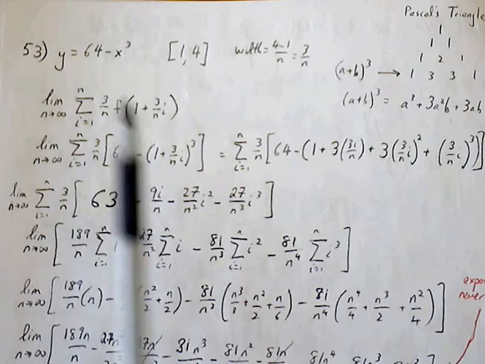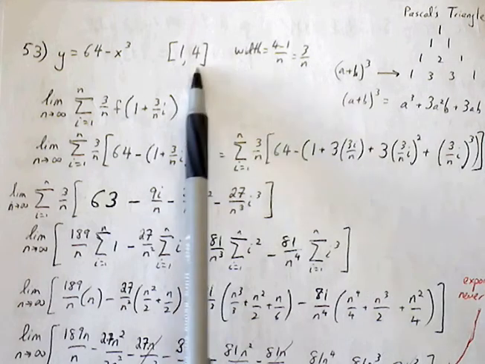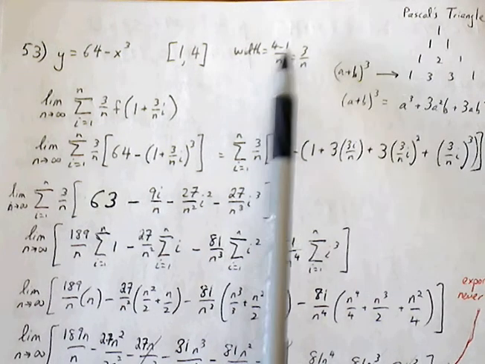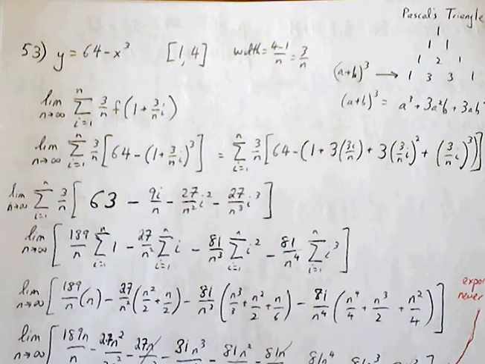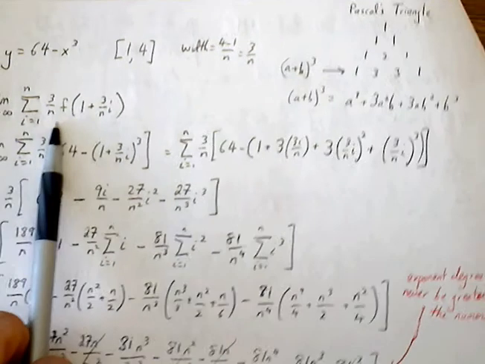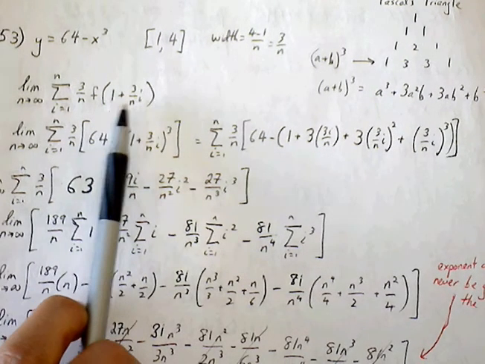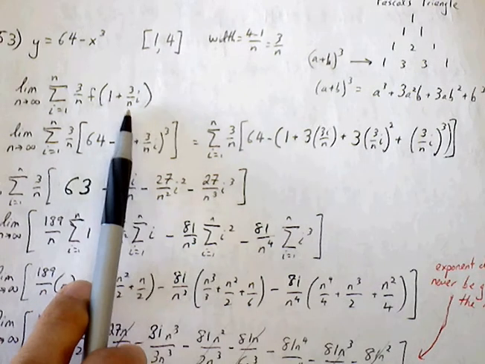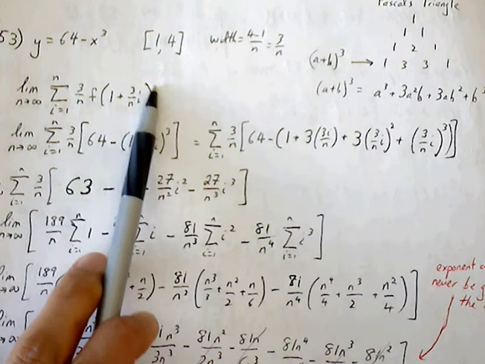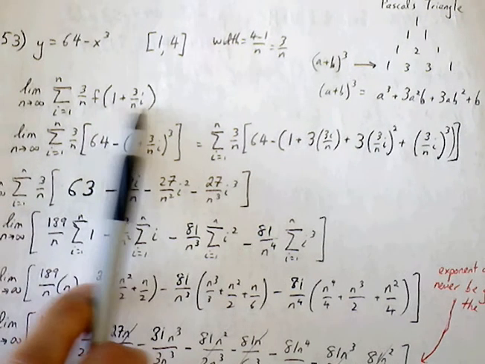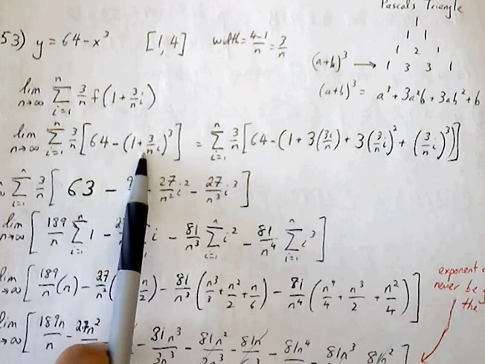So we have y is equal to 64 minus x cubed between the intervals from 1 to 4, so our width is going to be b minus a over n, 4 minus 1 over n, which is 3 over n. Okay, we plug into our formula. Width f left plus width times i, so my left endpoint is 1 plus width times i, 3 over n times i. So get this out of function notation, plug all this in for the x, so we're left with 64 minus x cubed.